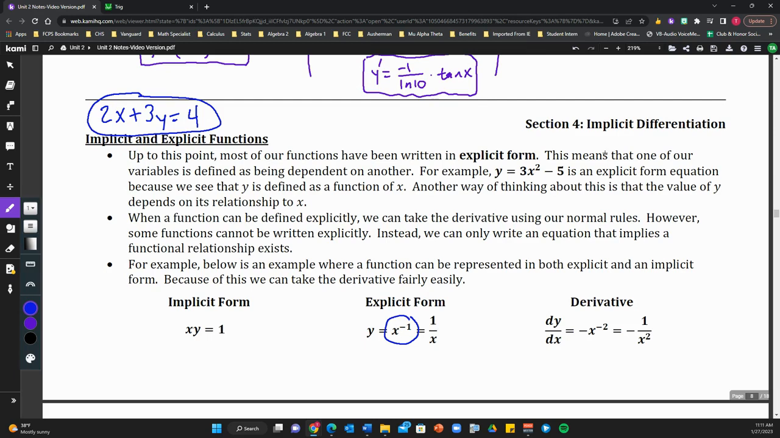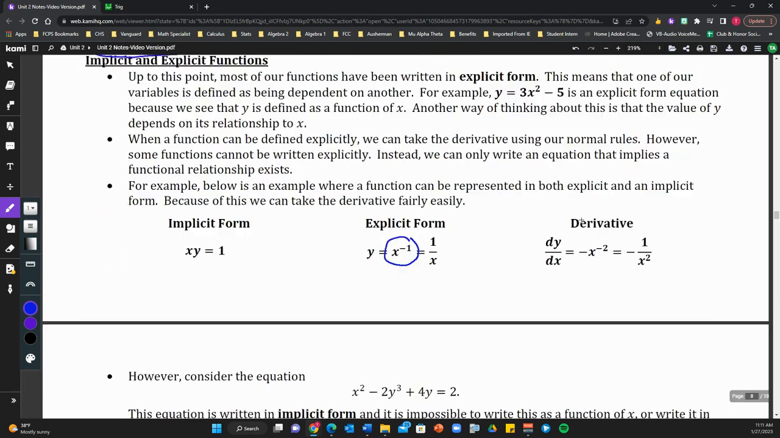If we can put it in an explicit form, taking the derivative is just a straight up power rule, and we get an explicit form for the derivative: dy dx equals something that depends on x. However, it's not always going to be that way.